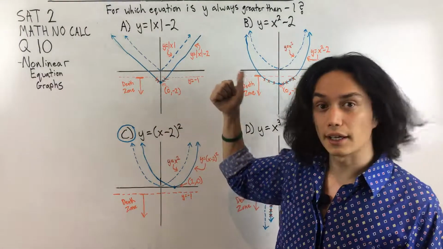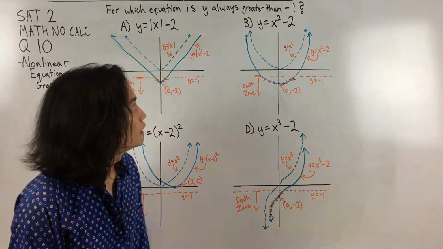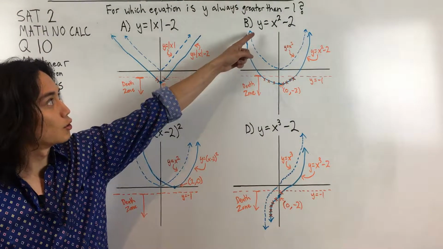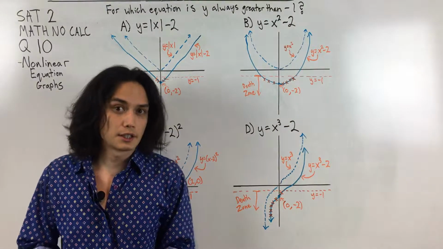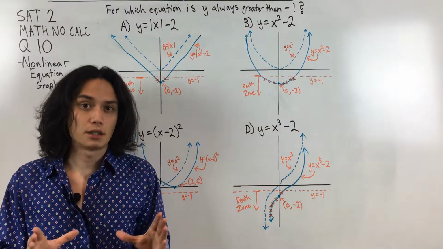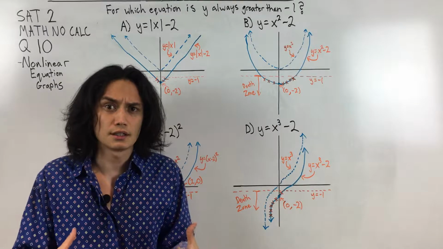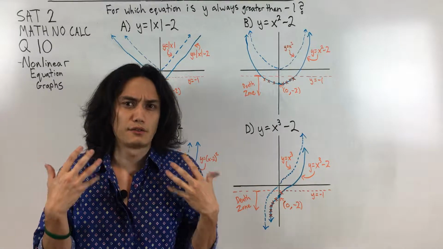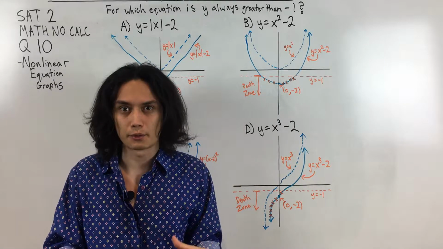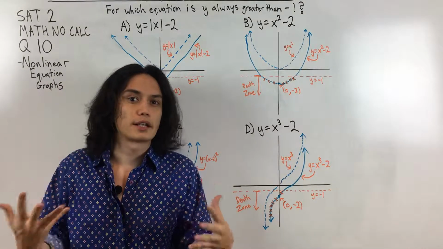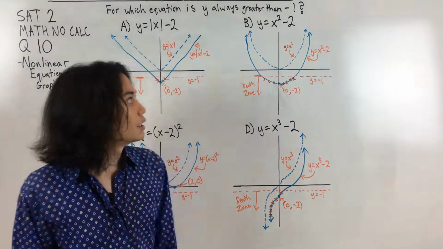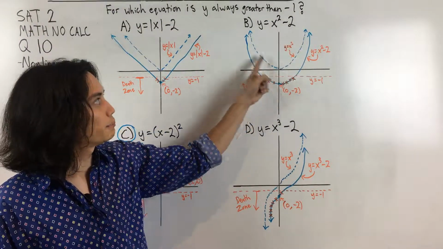All right, on to answer choice B. Answer choice B is the equation y equals x squared minus 2. And we're going to explain this in the same way in terms of the basic shape of the equation, the type of equation that it is, and then how it's being transformed by the way it's different from that basic shape. So this is a parabola. It's a y equals x squared kind of equation. And so I've drawn, dotted, the basic shape.